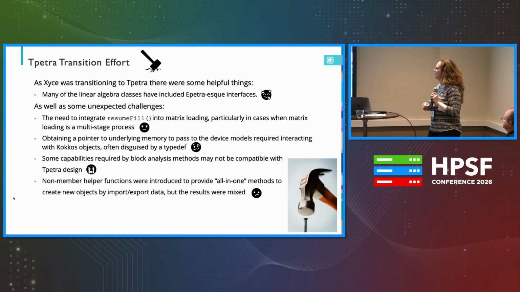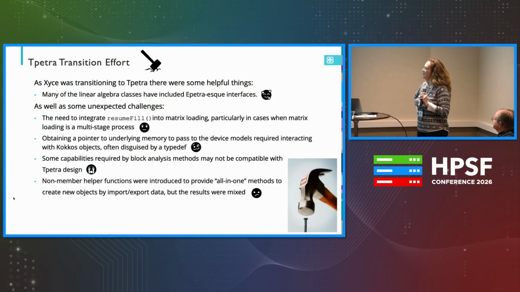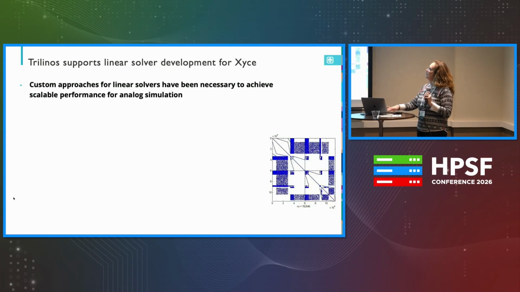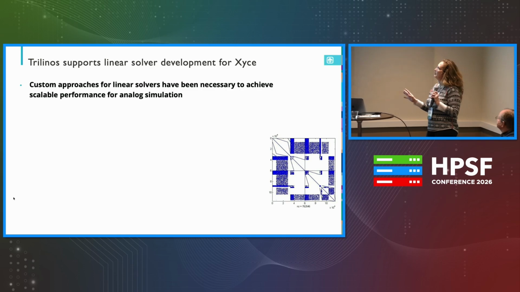Okay, yeah, this one is a more recent one when I was getting some behaviors, my final tests passing. There are some non-member helper functions that do all-in-one to create new objects for importing and exporting data, but I had mixed results there. Sometimes the object had a very weird domain map, and sometimes if I tried to reuse the object, it segfaulted. So again, I intend on making an example and submitting that, but I'll get back to that. But it sounds like pain.